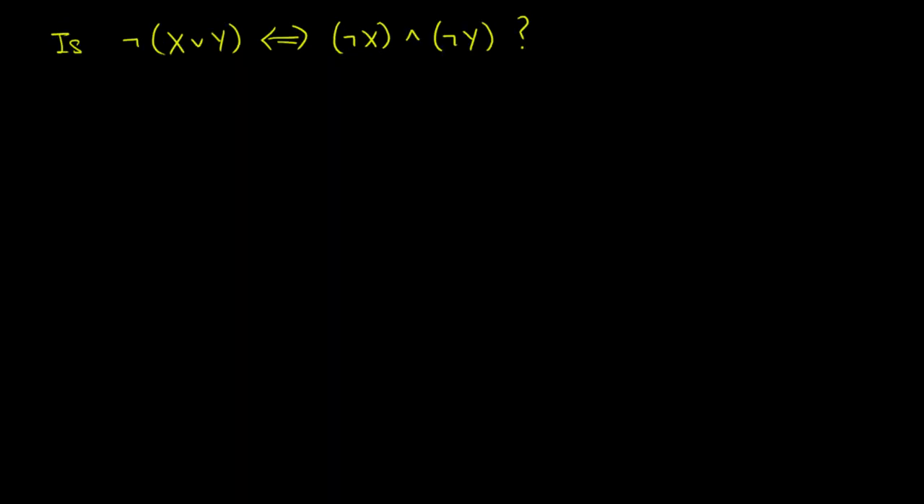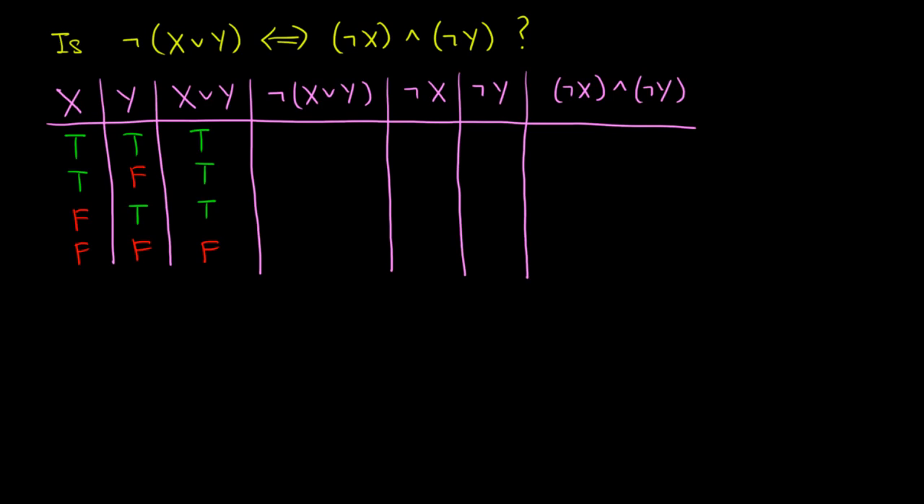Let's consider one more example. This time, we need to check the truth values of not (x or y) and (not x) and (not y). For not (x or y), we first write down the columns for x, y, and x or y, then swap the truth values of x or y to get not (x or y). We have false, false, false, true.